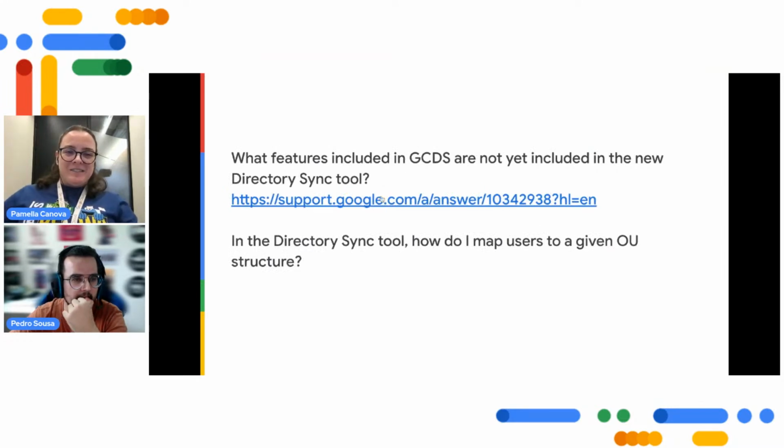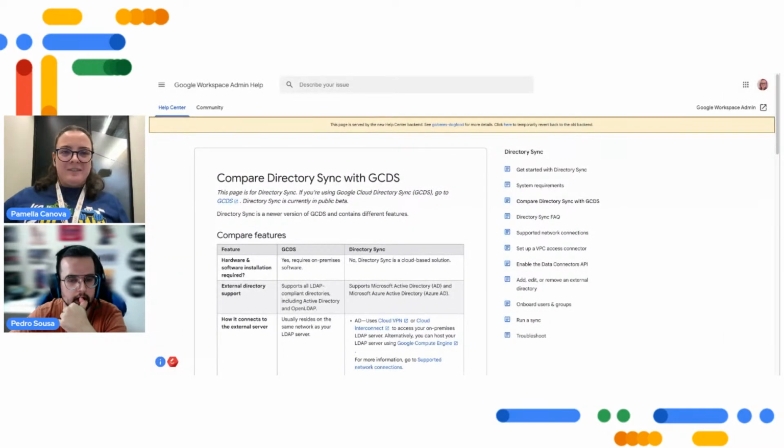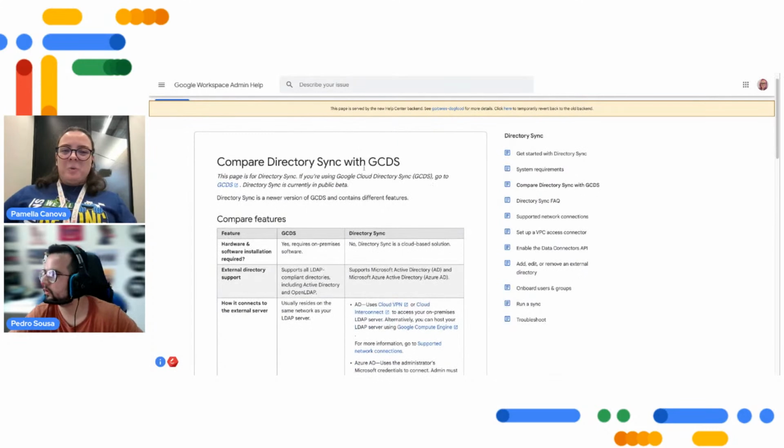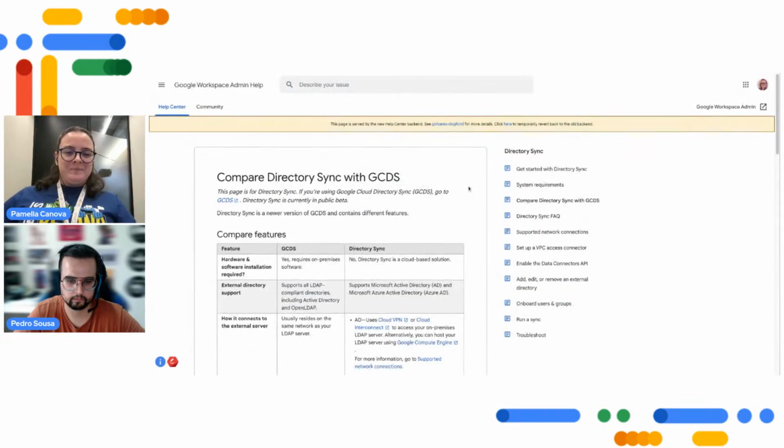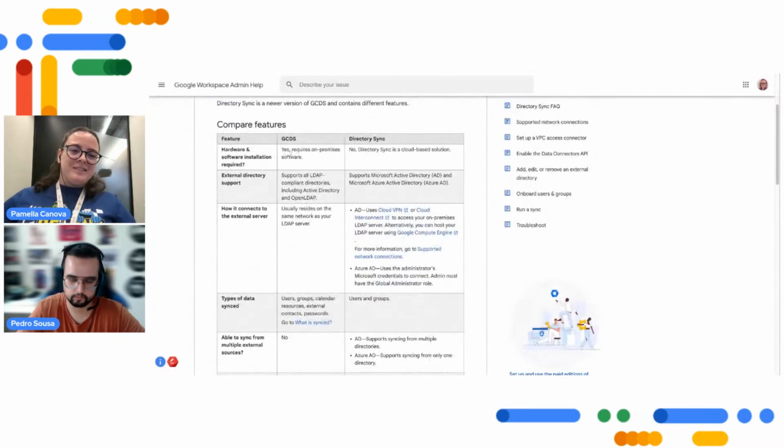So about the directory sync tool, we have a link here. I'll just open it. So we have this comparison on what's the difference between the GCDS, that's the previous version of the syncing tool, and the new tool. We're gonna type this URL in the comments so you can open it later and have a look at what the differences are between them. But the main difference is that the GCDS required on-prem software to be installed, and on directory sync we can do it in the cloud.